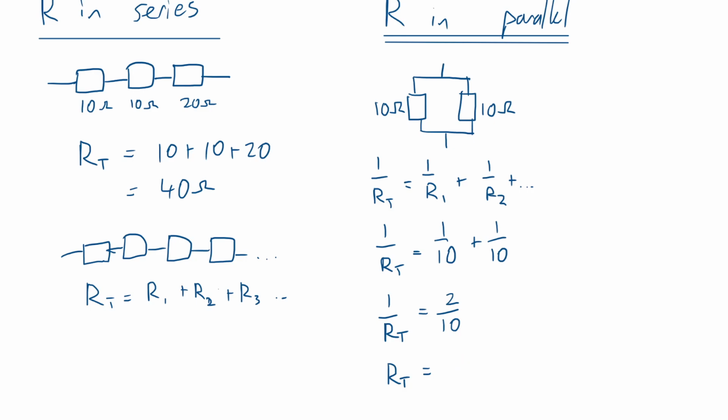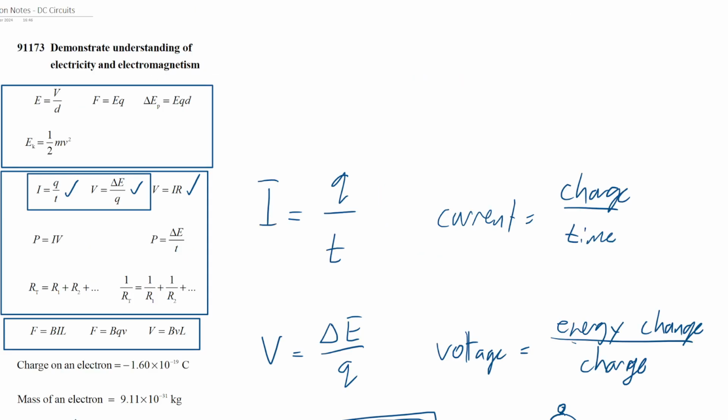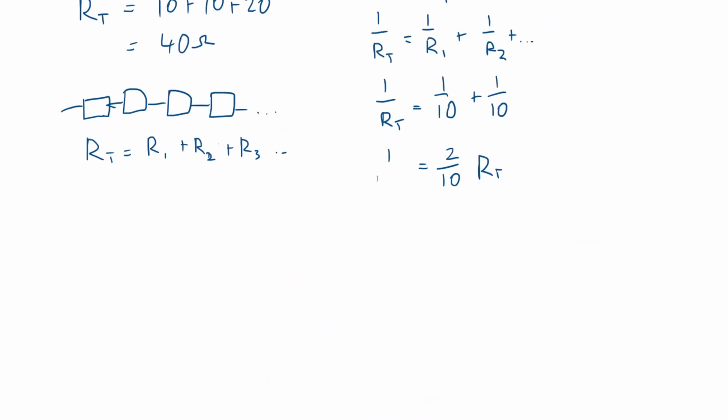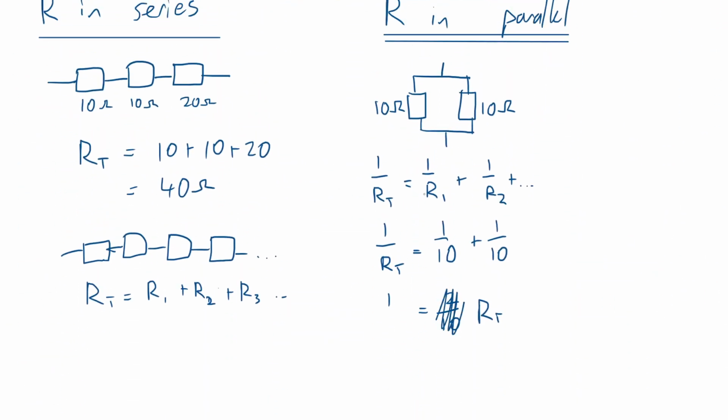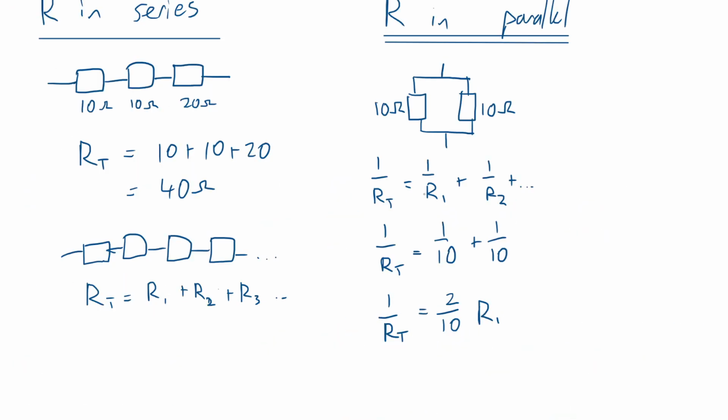And the reason why we do that is, if we're solving for RT, we multiply that across, but then we divide both sides by 2 over 10. Like so. So if I go back to this step, 1 over RT, our last step is just to invert the fraction, which is 10 over 2, which is 5 ohms.